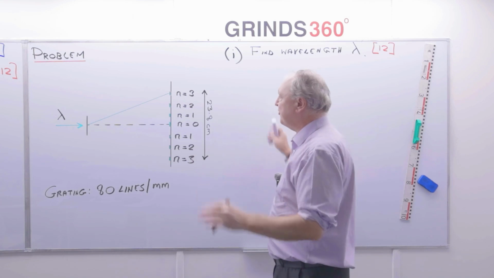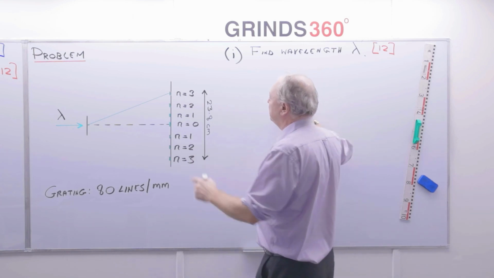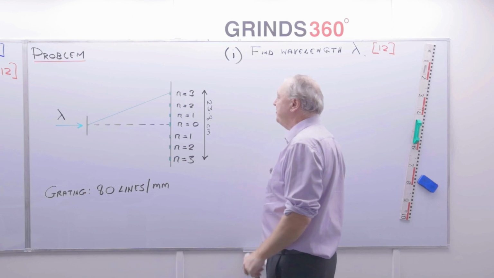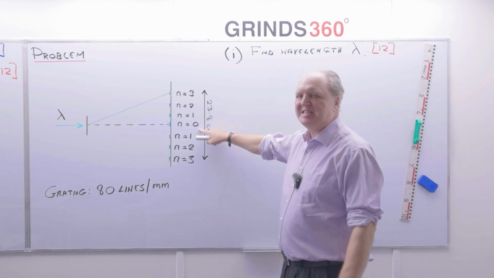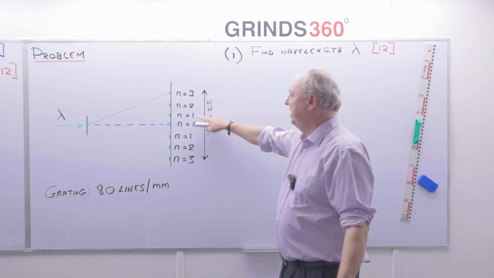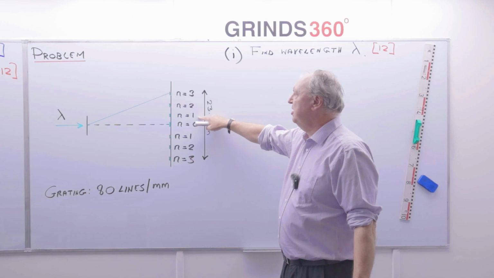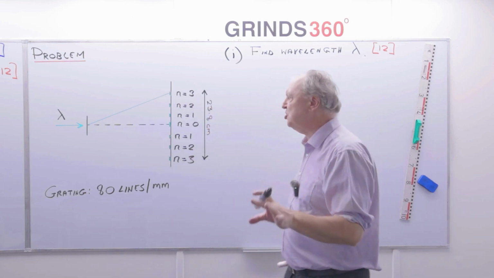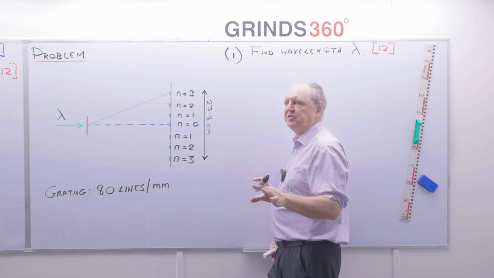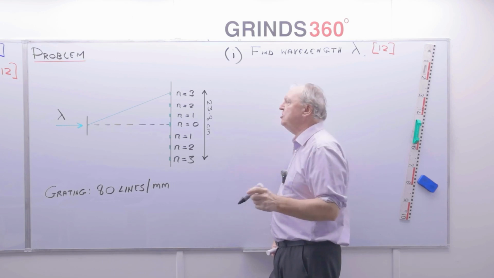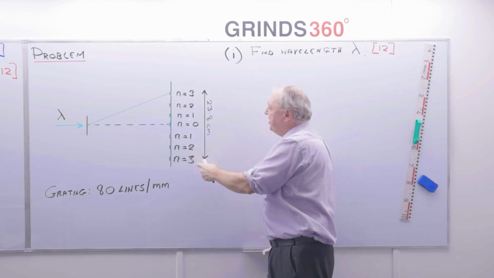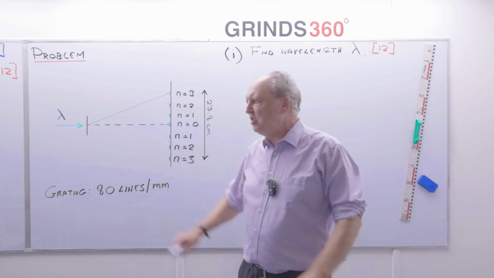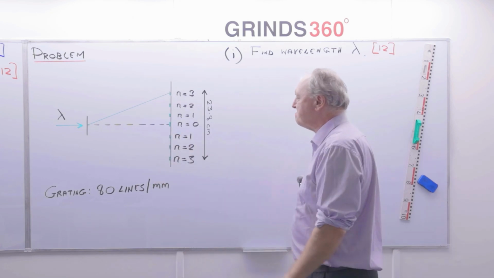Anyway, the light passes through there, and by constructive interference, you get these bright green images formed at these different orders. N equal to 0, that's the central order. N equal to 1 is the first order, all the way up to N equal to 3. And what they tell me in this question is that the distance between the third order images, up there and down there, is 23.8 centimeters. That's all the information that I have.